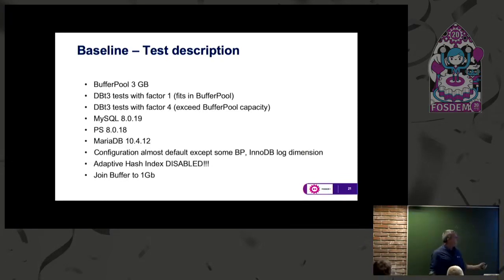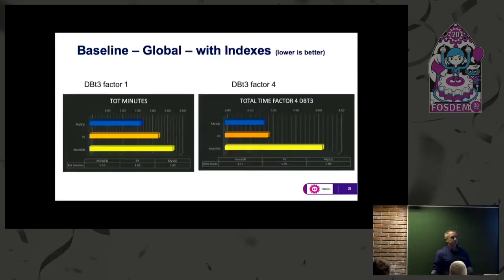The tests I have done for the baseline used dbt3 with factor 1 and factor 4. Factor 1 fits in the buffer pool, factor 4 doesn't fit in the buffer pool. I used MySQL 8.0.19, PS 8.0.18, and MariaDB 10.4.12, and everything was more or less configured as default except the buffer pool dimension. I had adaptive hash index disabled, and the join buffer set to 1 gigabyte for one specific reason: I don't want to spill on disk as much as I can, okay? Everything should be in memory.